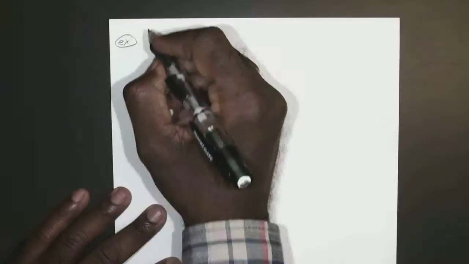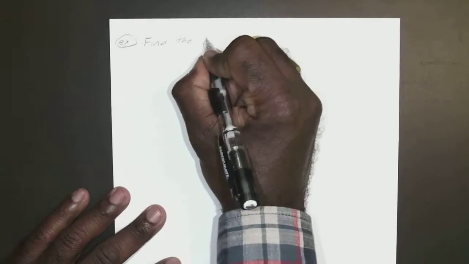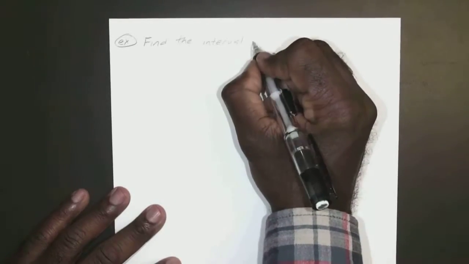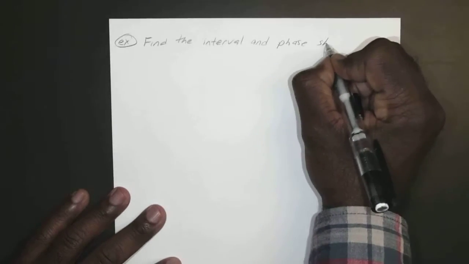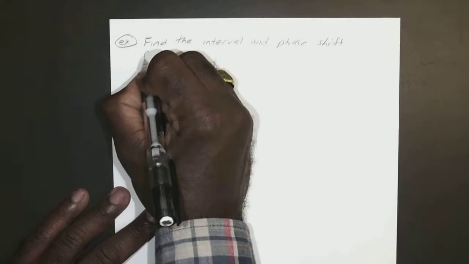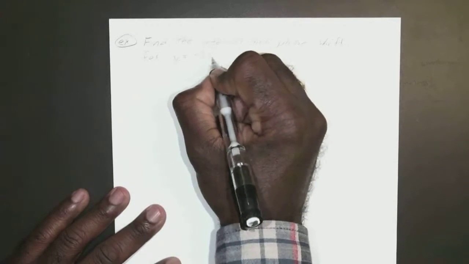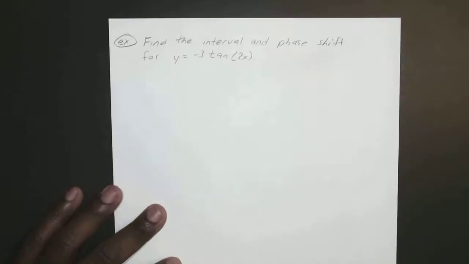For example, let's say find the interval and phase shift for y equals -3 tangent of 2x.